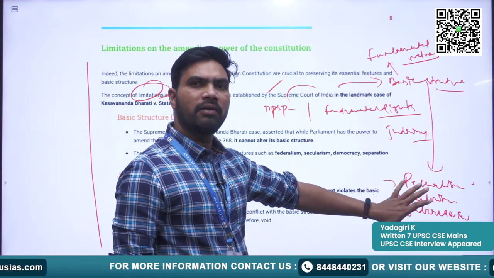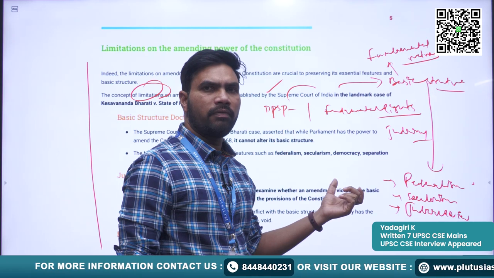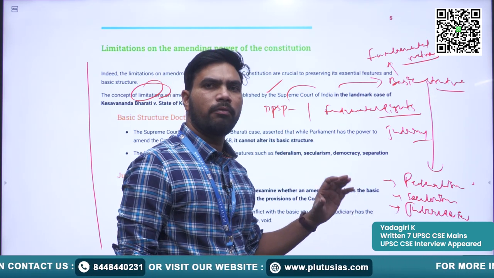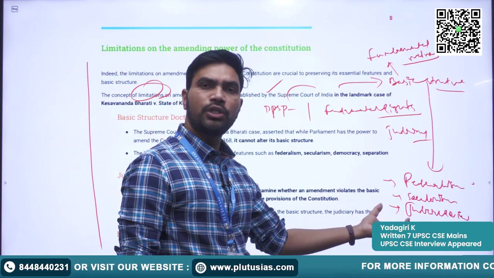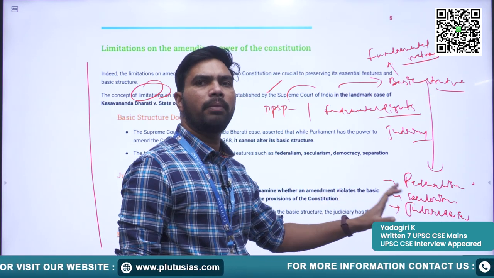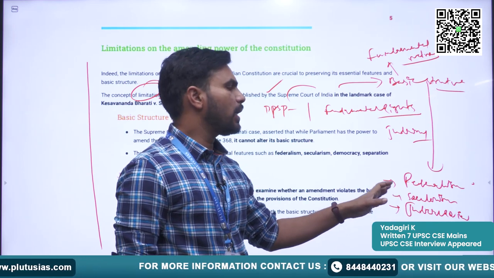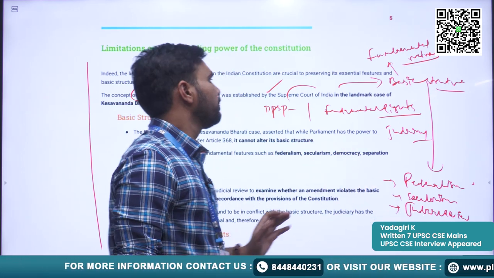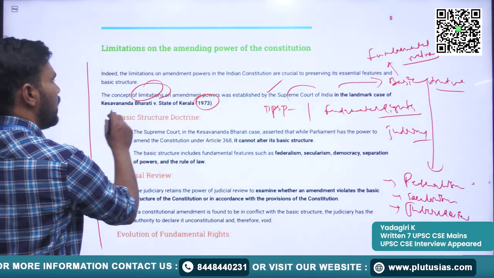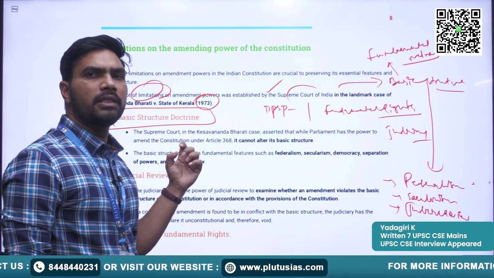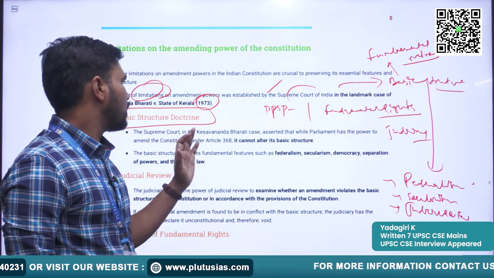but the basic nature of this aspect, like secular nature of the constitution, cannot be changed. Like judicial review is part and parcel of basic structure of the doctrine. So judicial review, power of the judiciary, cannot be taken away through constitutional amendment. So that is what is implied by the basic structure, right? So basic structure doctrine. So now it is the most powerful limitation, again, on the amending power of the constitution.